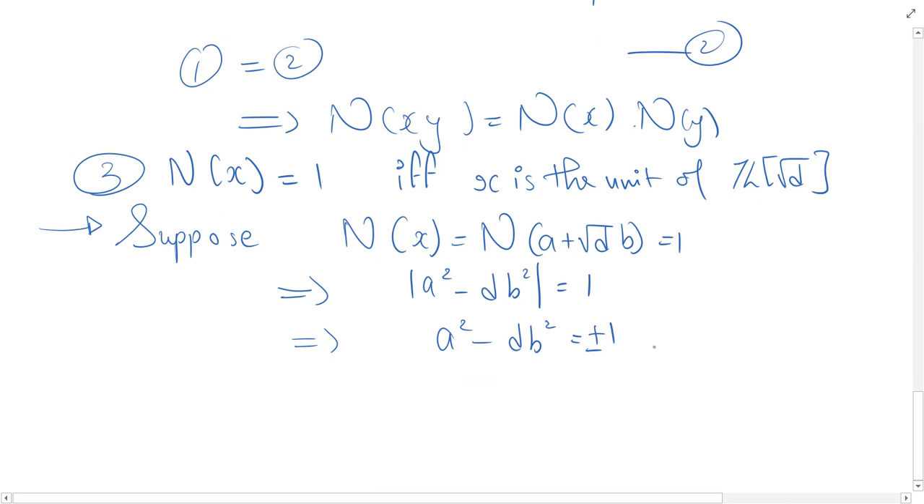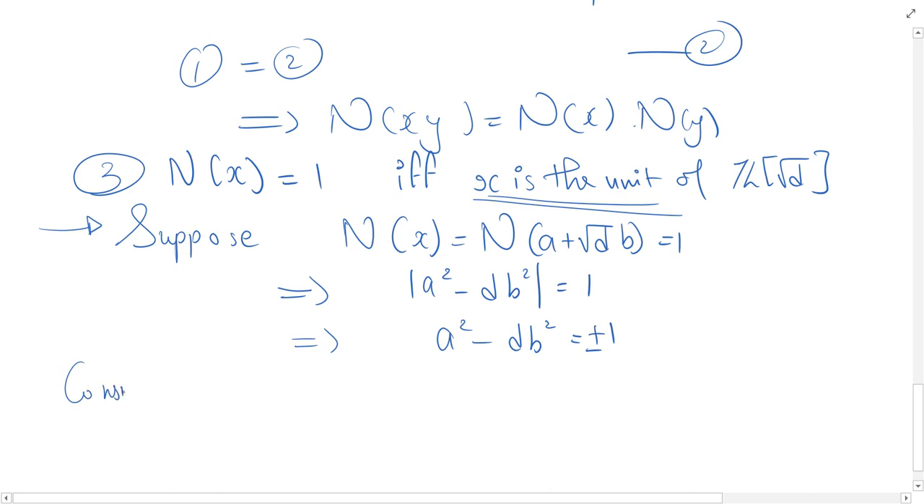Now those students who have watched my previous video, they know where I'm going, right? So a square minus d b square is equal to plus or minus 1. They know what I'm going to do after this. Right? My claim is I want to prove that my x is a unit. X is a unit if I know its inverse is an element of Z square root of d. So I just need to prove the inverse is an element of it.